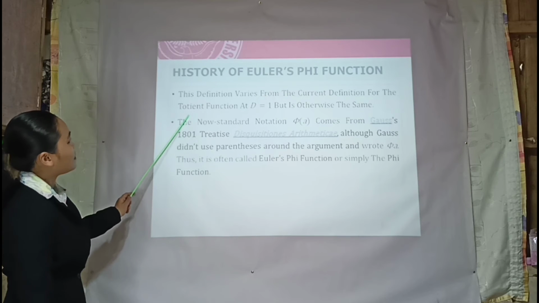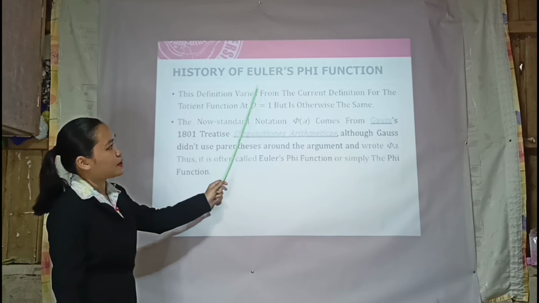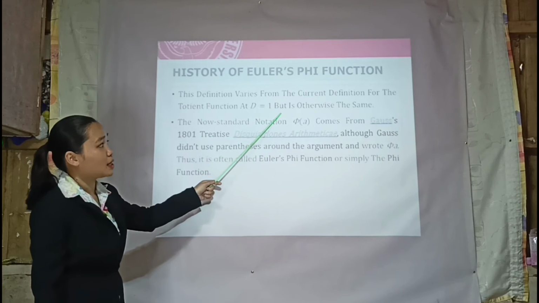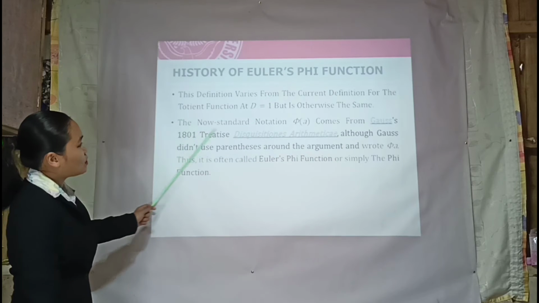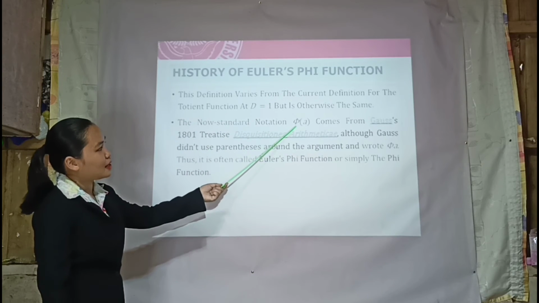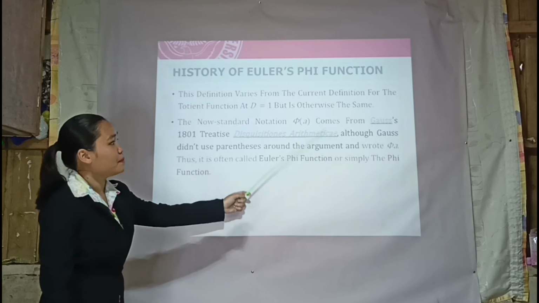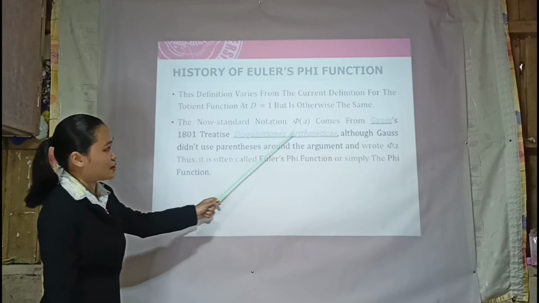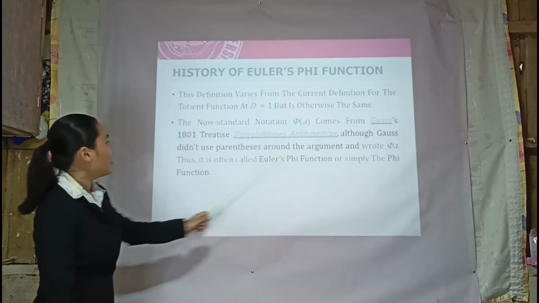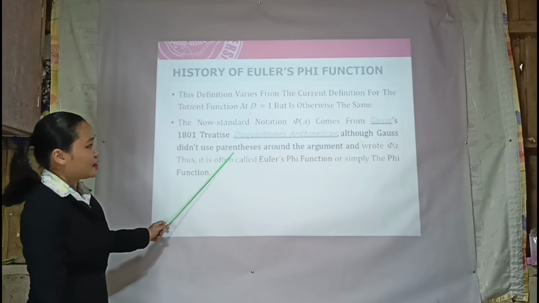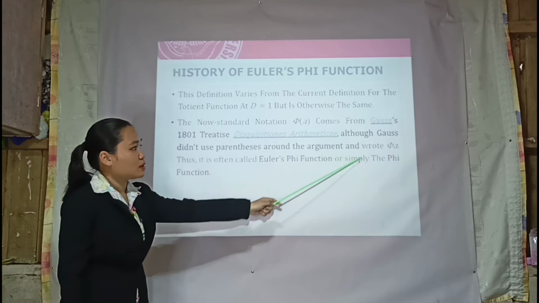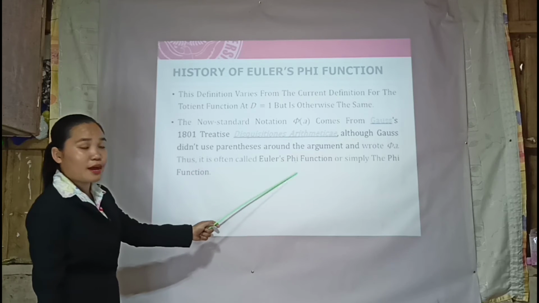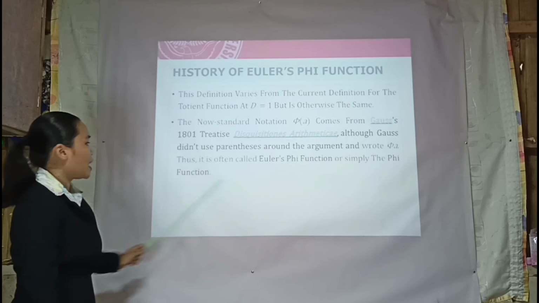Let's proceed. So, this definition varies from the current definition for the totient function at d equals 1 but is otherwise the same. The now standard notation, the Greek letter phi of a, comes from Gauss in his 1801 treatise Disquisitiones Arithmeticae. Although Gauss didn't use parentheses around the argument and wrote phi a. Thus, it is often called Euler's phi function or simply the phi function.